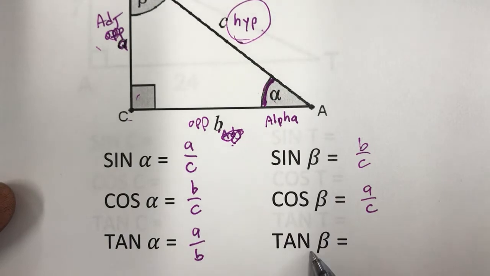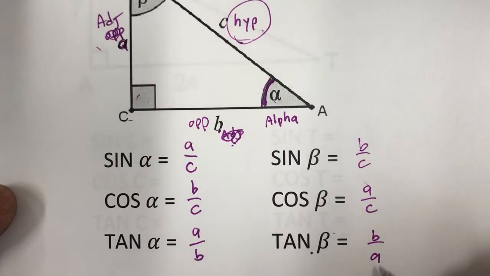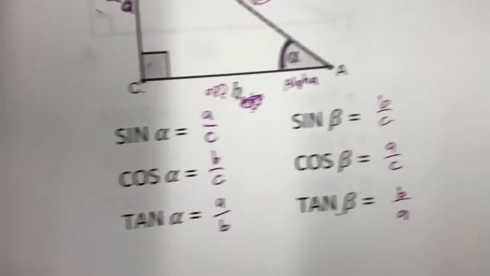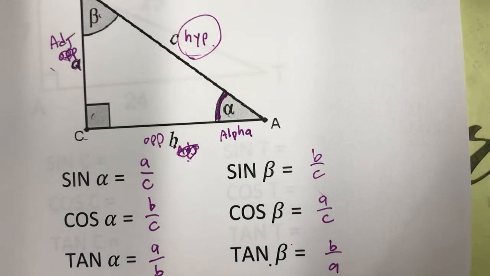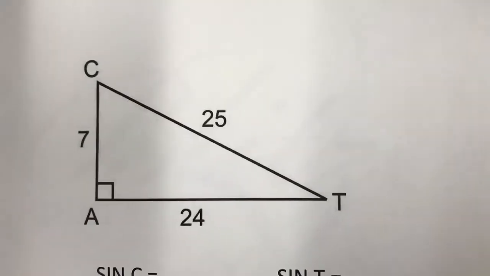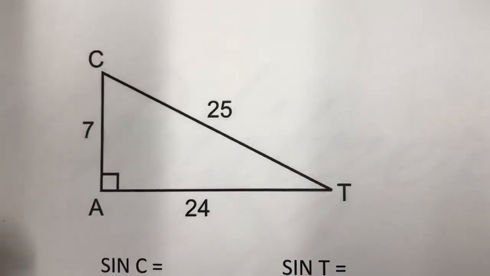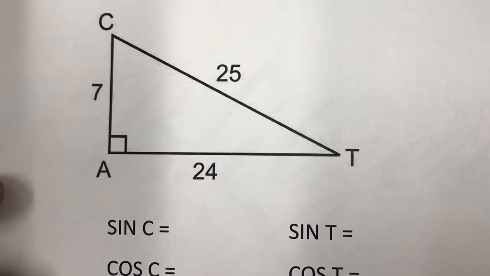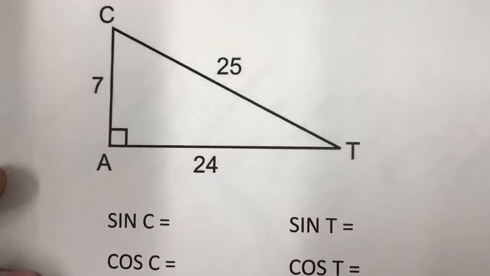And then tangent is going to be opposite over adjacent, which would be B over A. All right, so that's how you find the trig ratios. All right, here's another one here. Okay, we've got this triangle here, triangle CAT, cat.